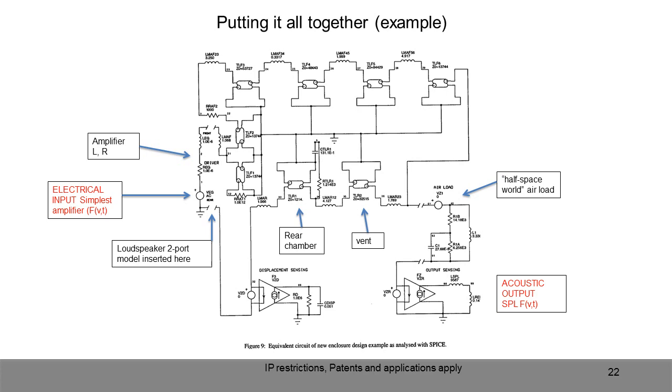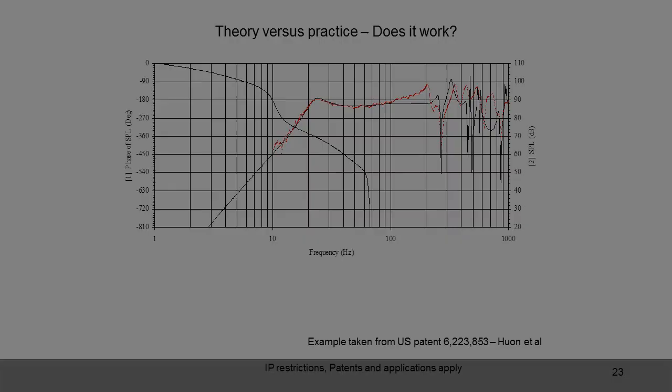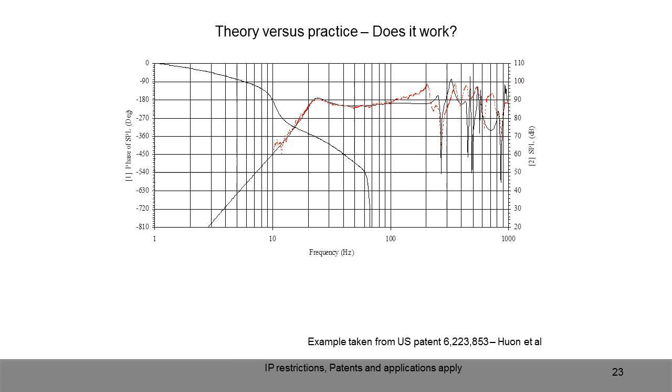Then we have an air load. Don't worry about the air load. Another topic. Remember I said that it was the velocity of the cone, not the displacement? Well, in order to get the displacement, I need an integrator. So I put that in. Now it looks complex, but it's very solvable. You just plug those values in, press the go button, and what do you get? Well, this is what you get. You get the amplitude and phase from the input terminals of the amplifier to the air in the room at the listener.